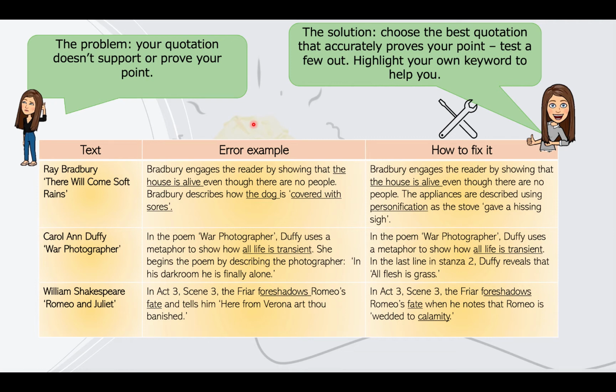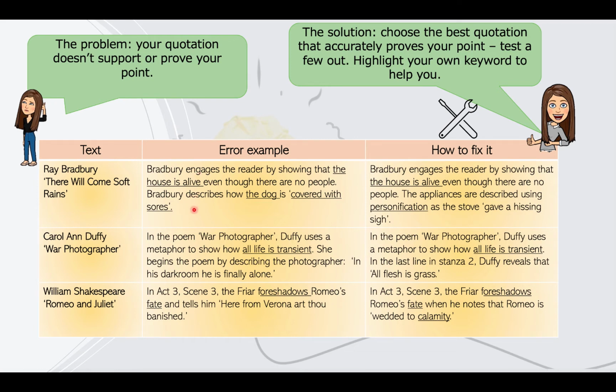So what is the solution? Make sure that you choose the best quotation. You should have a range that you are considering and evaluate which one best supports your point. Test a few out. You could also highlight your own keyword in your point to help you. I've highlighted a few keywords here in both the error example and the correct version, because this gives you some focus and helps you to really look at what you're trying to prove, and then that helps you to decide which is the best quotation.